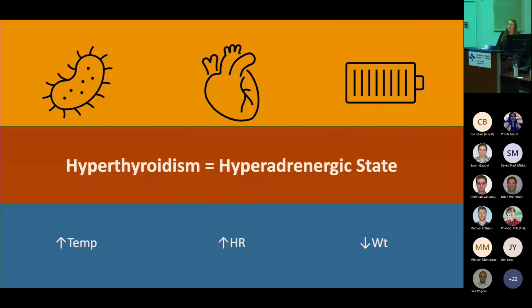Ultimately, what you need to remember is that hyperthyroidism is evidence of a hyperadrenergic state, and that you should find those clinically on examination in the case of hyperthyroidism, thyrotoxicosis, and thyroid storm.